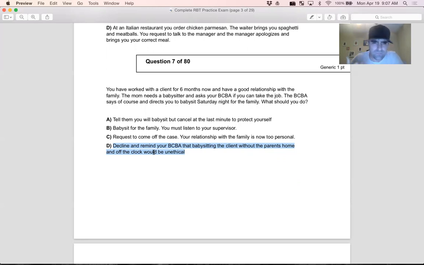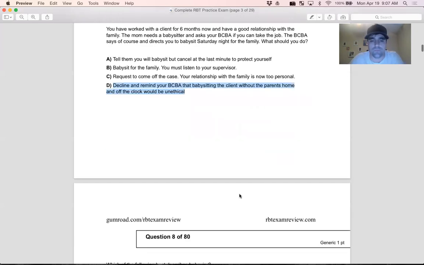So no, you're not required and you shouldn't disobey ethics or disobey laws because you're told to. But all you need to do is politely remind your BCBA that it would be unethical and you can't do it.